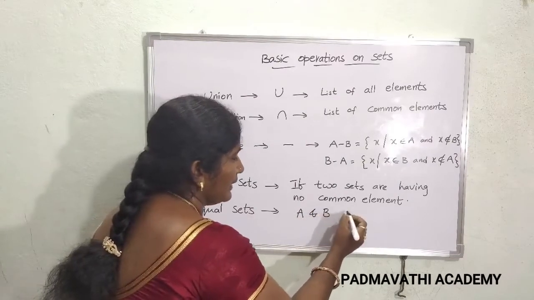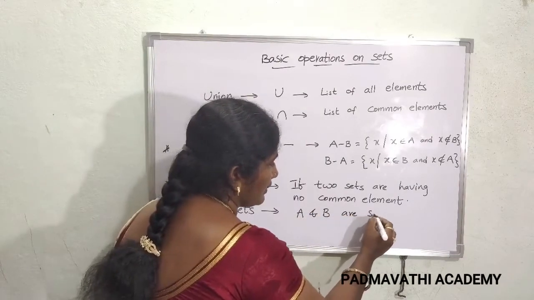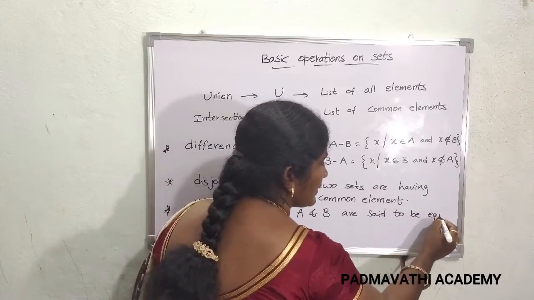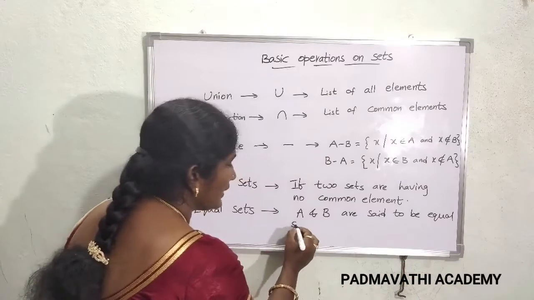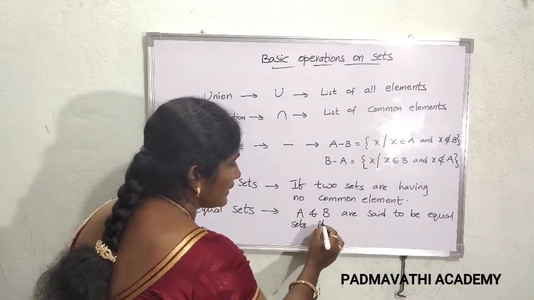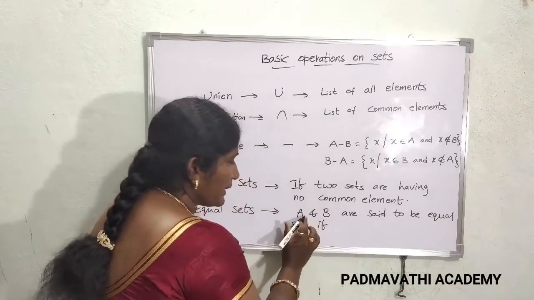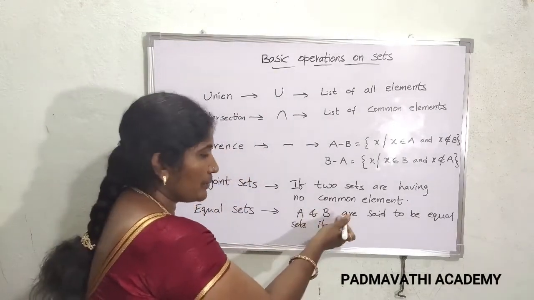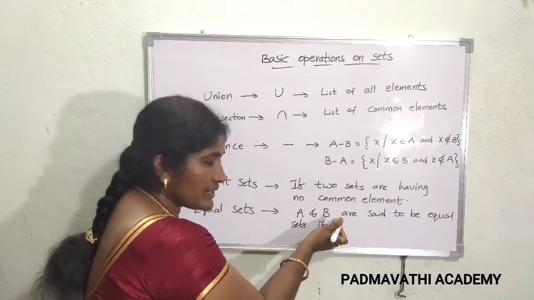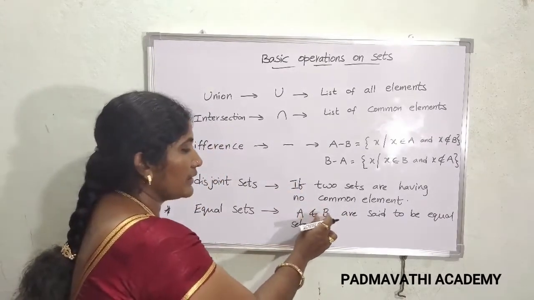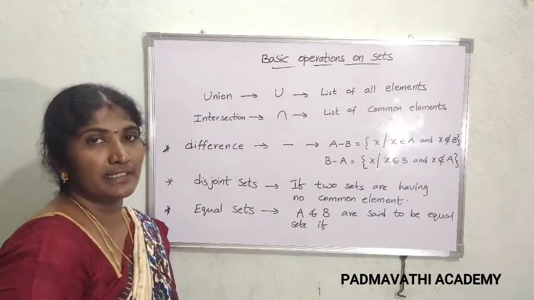A and B are said to be equal sets if the elements which are present in A all belong to B and the elements which are present in B all belong to A, then only A and B are said to be equal sets.